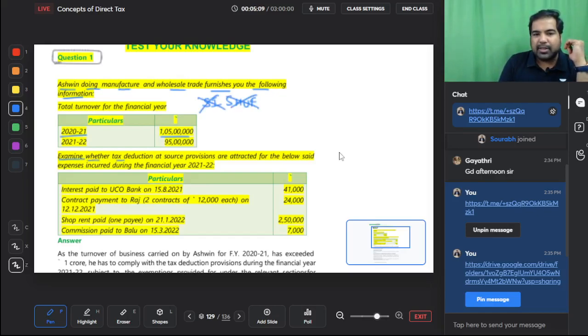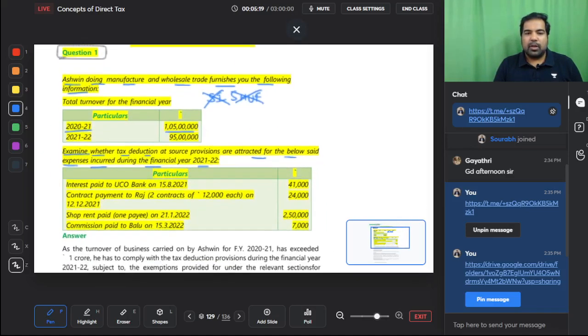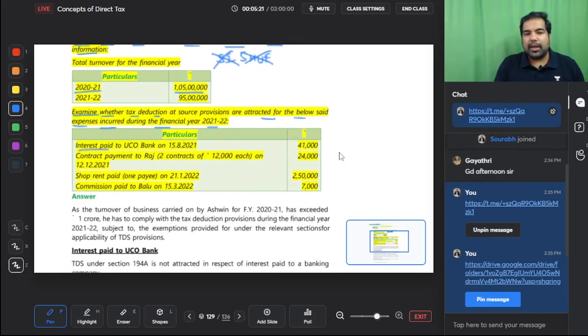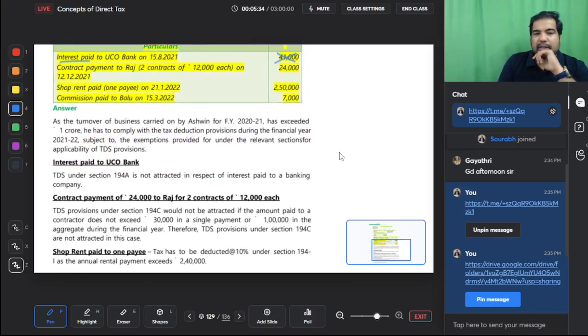Examine whether tax deduction at source provisions are attracted for the below said expenses incurred during the year 21-22. Keep your calculators handy, guys. We might have to calculate that as well. Interest paid to UCO Bank. Guys, when you have paid interest to UCO Bank, remember, even if you're a big individual, big HUF, doesn't matter. On this, there will be no TDS because 194A specifically exempts that. So here is the answer. TDS under 194A is not attracted in respect of interest paid to a banking company.